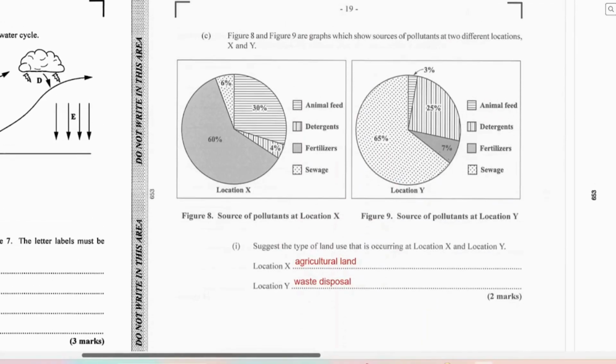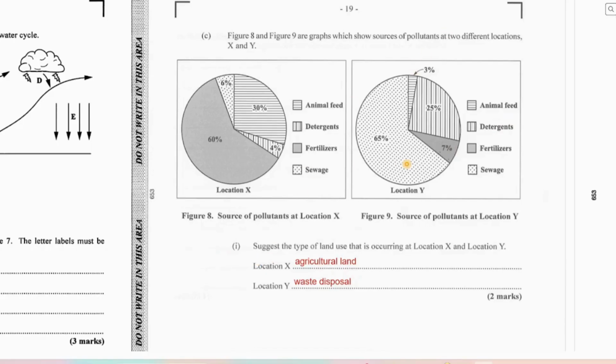Then we have part C. So figure 8 and figure 9 are graphs which show sources of pollutants at 2 different locations, X and Y. So location X, we have animal feed, detergents, fertilizers, sewage. You have 60% fertilizer, 4% detergents, 6% sewage, and 30% animal feed. And location Y, same thing, but you have 65% sewage, 7% fertilizer, 25% detergents, and 3% animal feed.